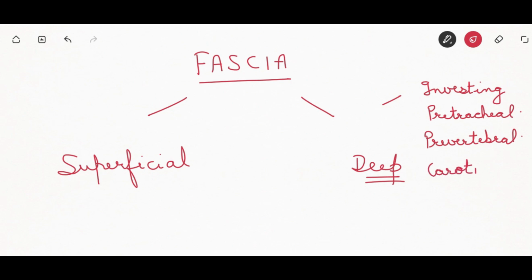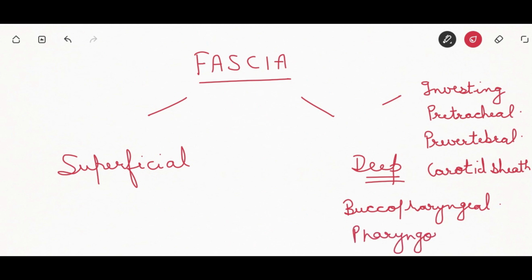This deep cervical fascia lies deep to the platysma muscle in the interval between the muscles, vessels and organs of the cervical region. It also gives extensions or laminae around various structures of the neck. It has 7 modifications: investing layer, pretracheal layer, prevertebral layer, carotid sheath, buccopharyngeal fascia, temporal fascia and pharyngobasilar fascia.